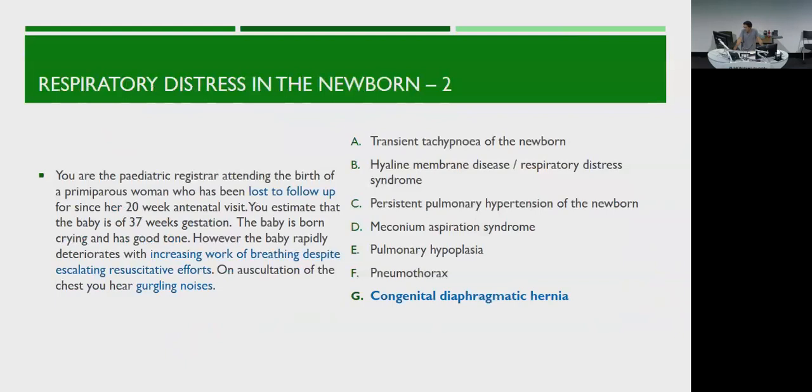So the key hint here is that the gurgling noise is perhaps the biggest giveaway. It's bowel sounds in the chest. The kid's been lost to follow-up, which means that if we had any chance of picking it up antenatally, this kid didn't have the opportunity, which is why it was picked up at birth. And the increased work of breathing is because they just don't have lungs to work with, and even ventilating whatever's left of it isn't going to significantly help them.